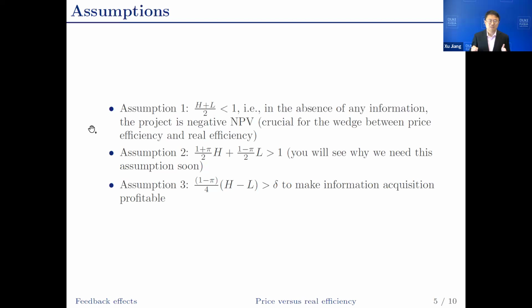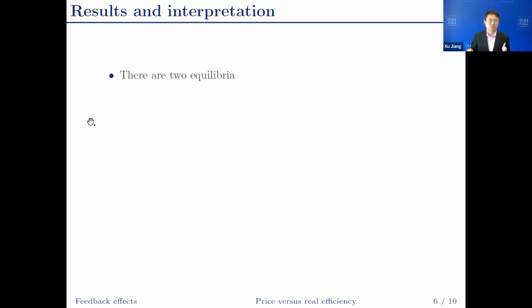Assumption 3 states that the trading profit from information acquisition is higher than the information acquisition cost. So that means information acquisition is going to be profitable for the informed trader. So the informed trader may engage in information acquisition. Let's look at the results.